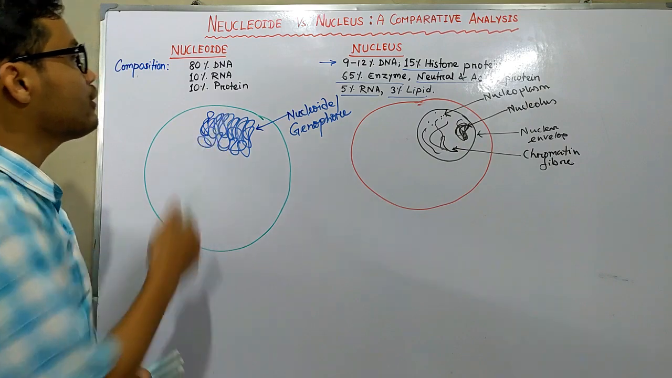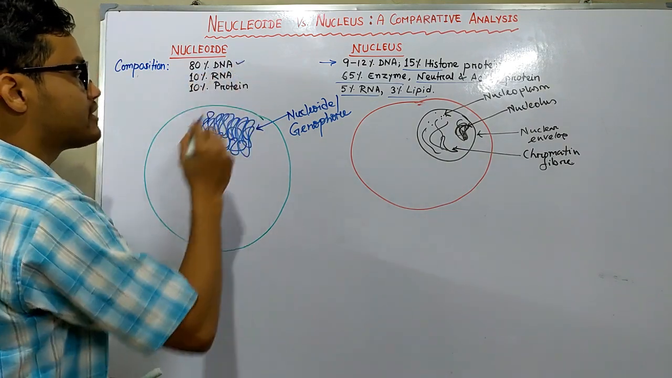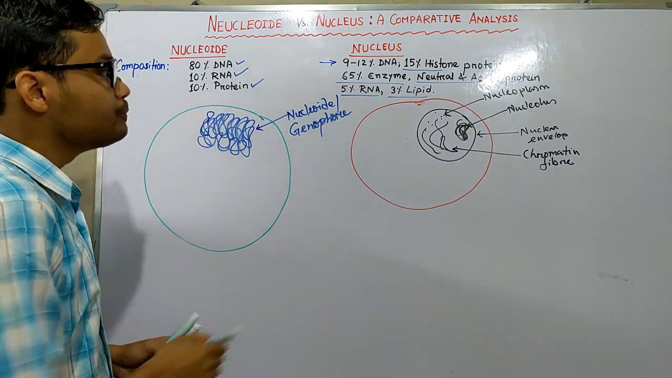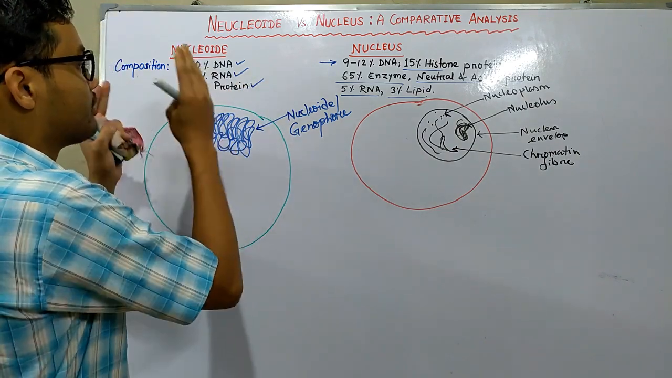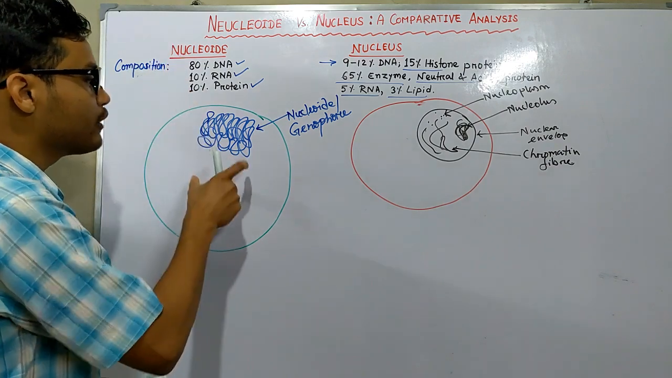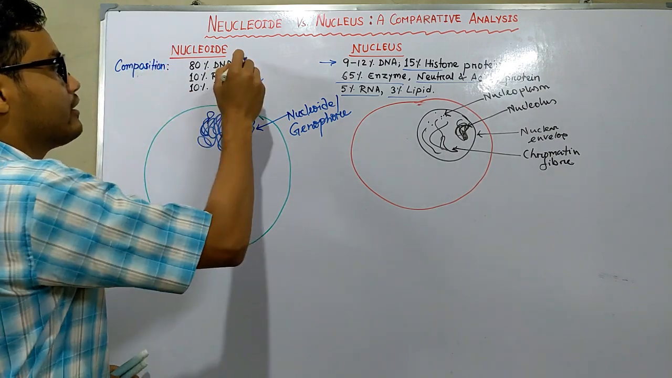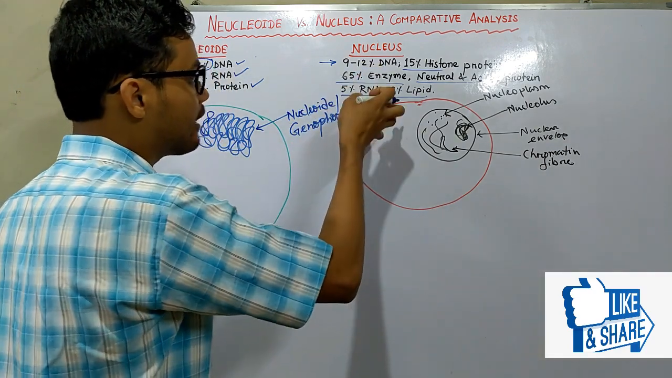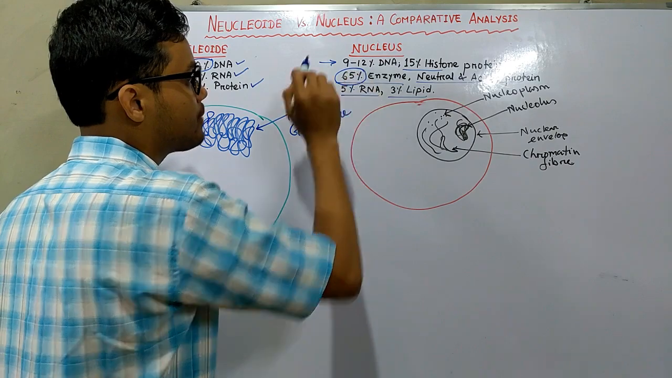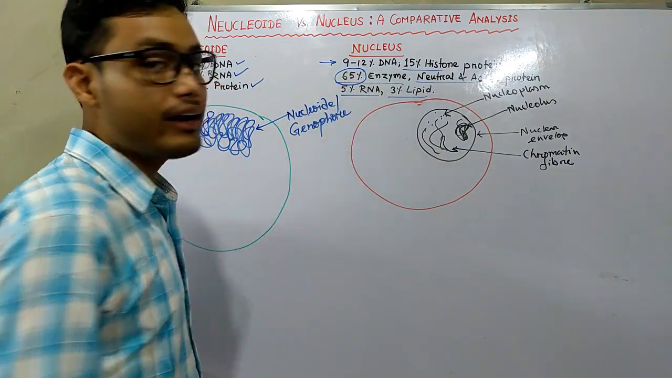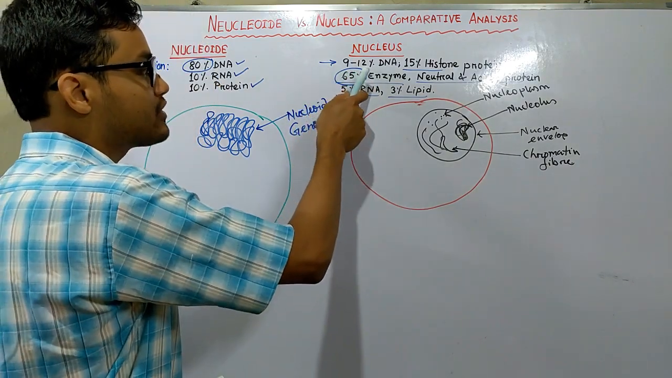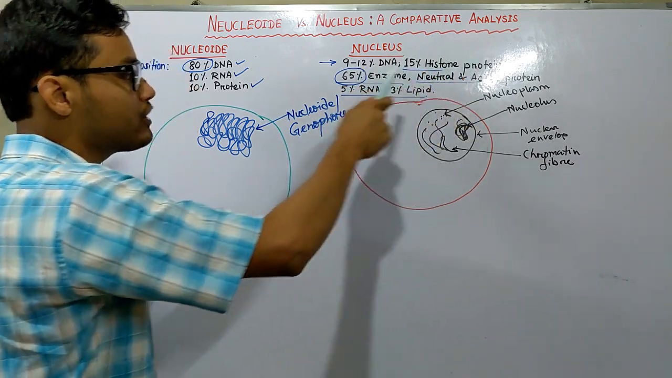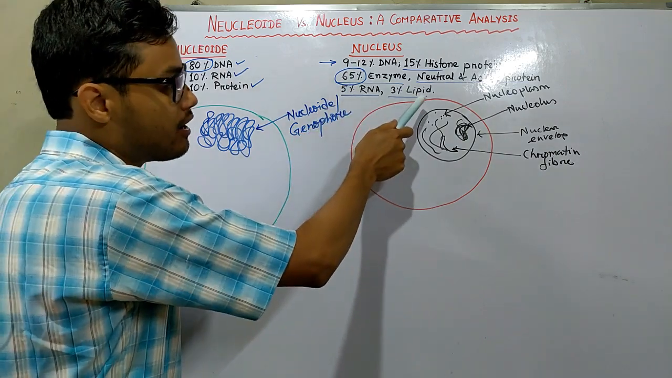But in case of nucleoid, 80% DNA is present, 10% RNA, and 10% protein. So here you observe that the major component in the prokaryotic genome is DNA, 80% of it. But in case of nucleus, the majority, 65%, is enzymes and neutral and acidic proteins, and only 9 to 12% is DNA, along with 15% histone proteins, 5% RNA, and 3% lipids.